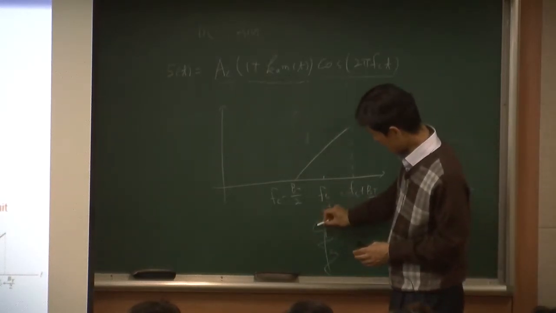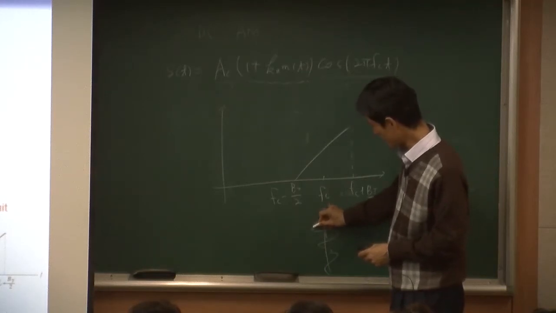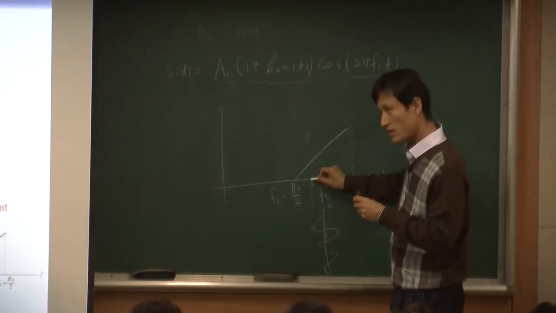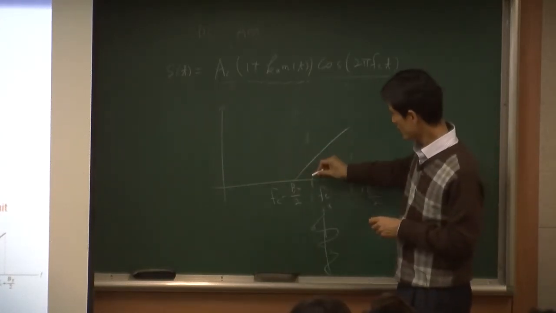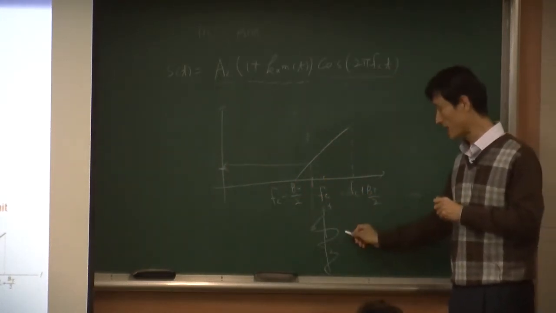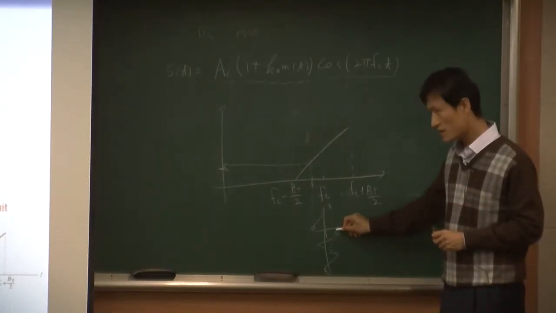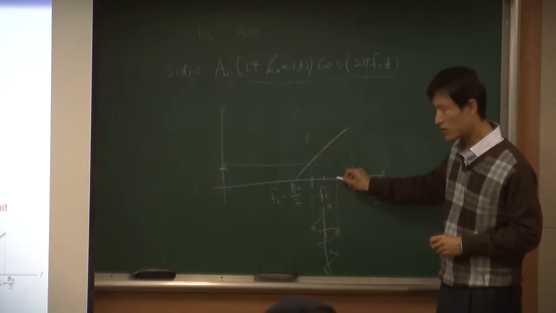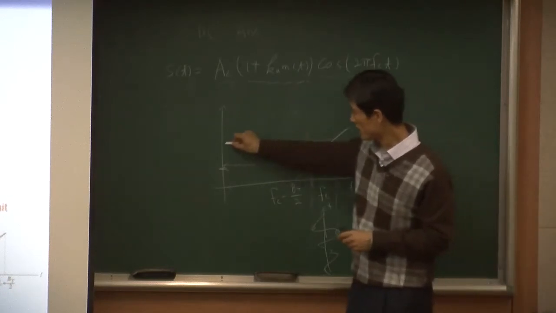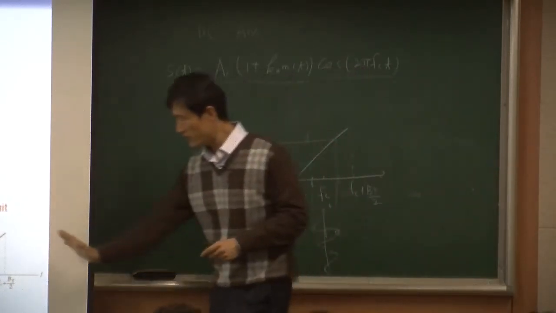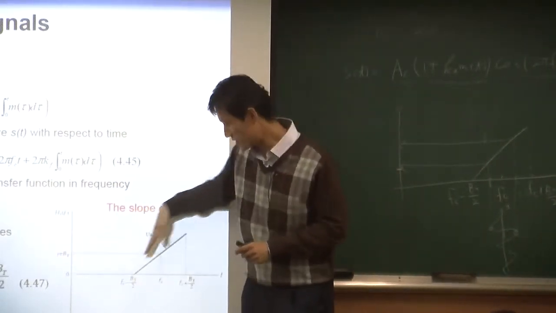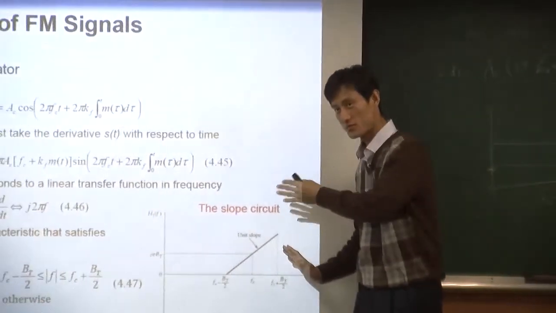Now let's say your message is here, then at that time you have this frequency. Okay? So when you get this frequency and put this into this slope circuit, you're going to get this output. If you have a different message at a different time, let's say you get this message, then you're going to have this kind of frequency. Once you put that into the slope circuit, you get a different output, right? So if your frequency changes, your output also changes, because this is a linear curve. You see what I'm saying?